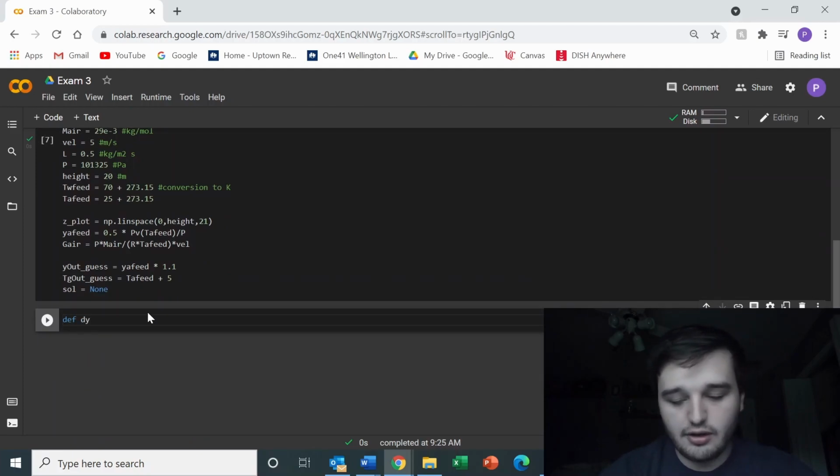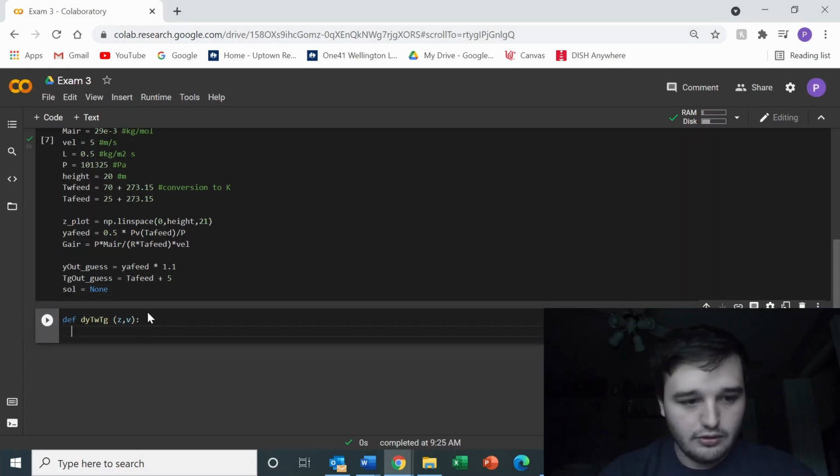We're going to say dy, which is the change in mole fraction of water. We also are interested in the change in the temperature of the water, as well as the change in the temperature of the gas, with respect to z, as well as the independent variable v, where we'll store those.